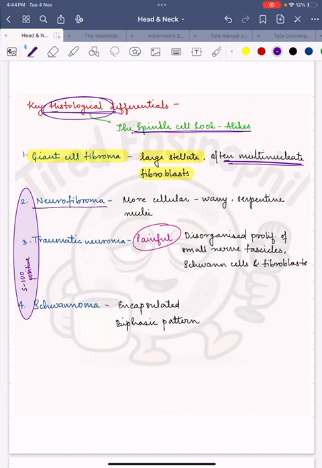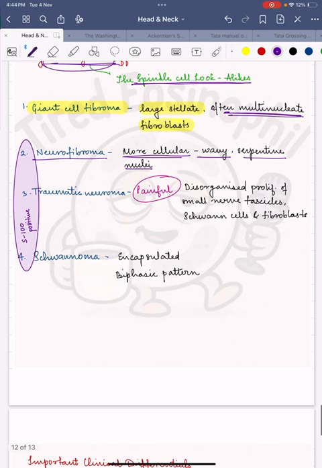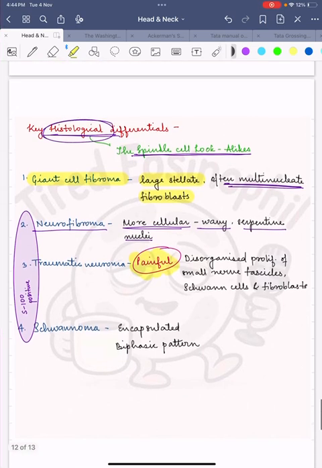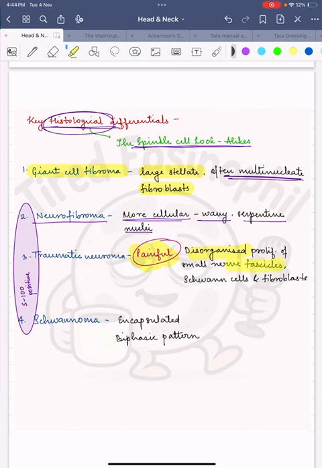Next is the neurofibroma. It will be more cellular. It will have wavy serpentine nuclei. Next is the traumatic neuroma. This is a very important differential. It can be differentiated clinically because traumatic neuroma is painful. However, the irritation fibroma is painless. It will show disorganized proliferation of small nerve fascicles, Schwann cells and fibroblasts.